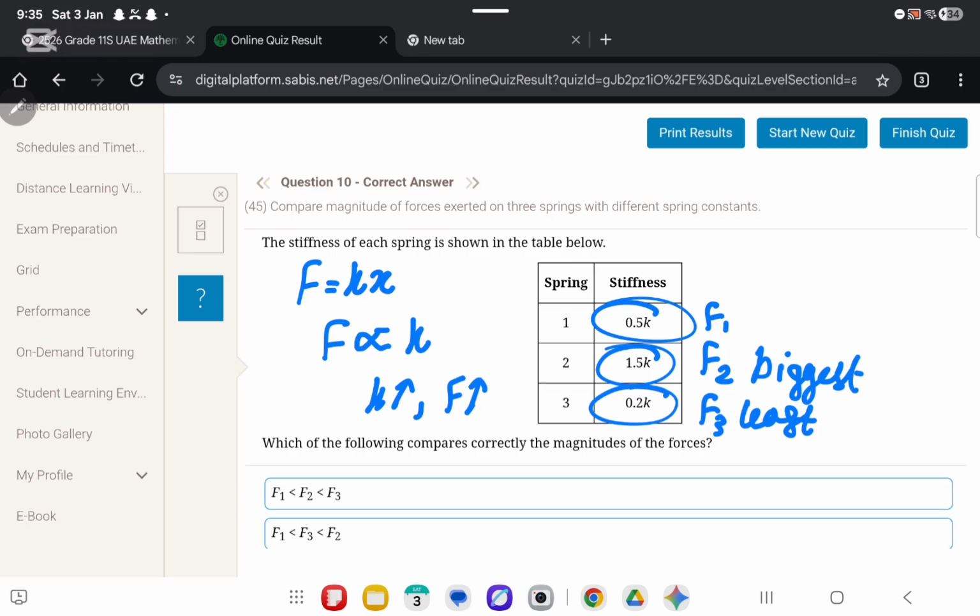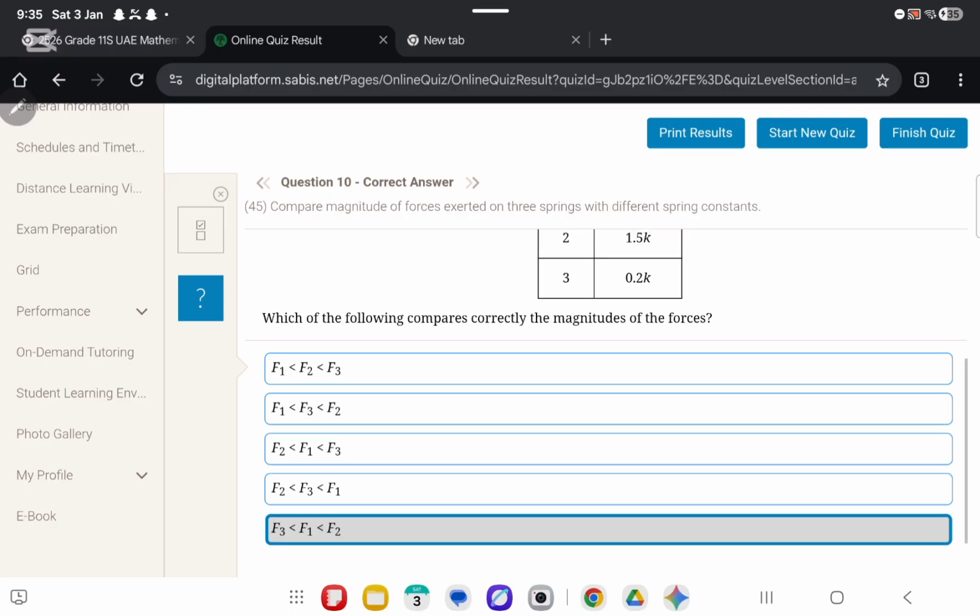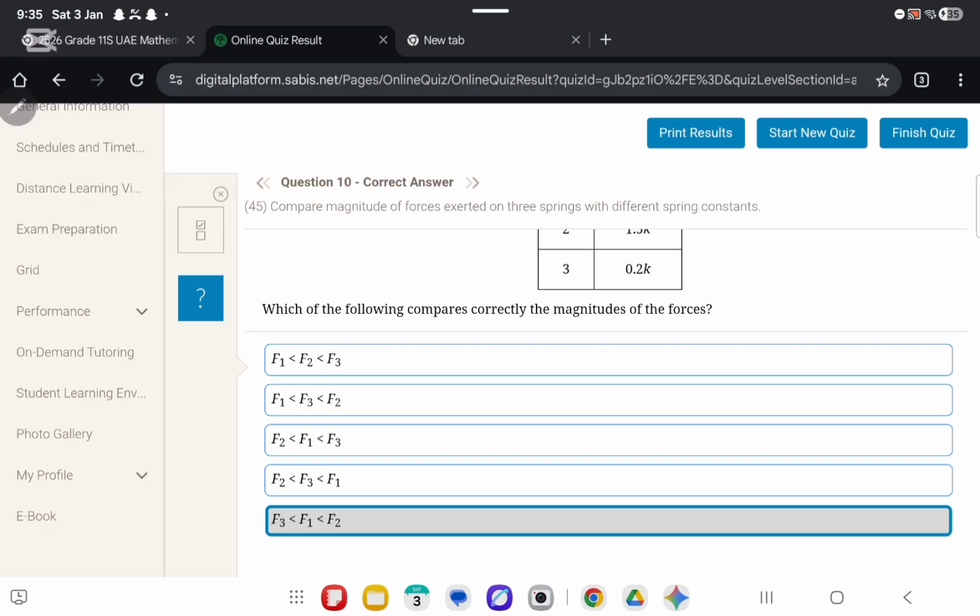Because this is essentially just proportionality and Hooke's law. If K increases, F will increase, as we said here in these two. Now, K is increasing the most in spring 2, so F is increasing the most, meaning F2 is the biggest, followed by F1 and then F3. So F3, F1, F2, the last option, is the correct answer.